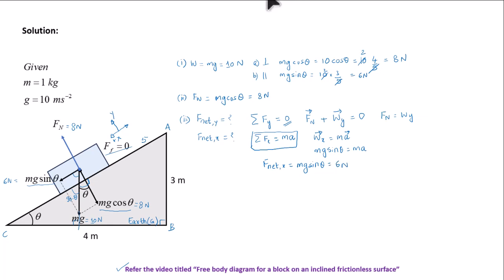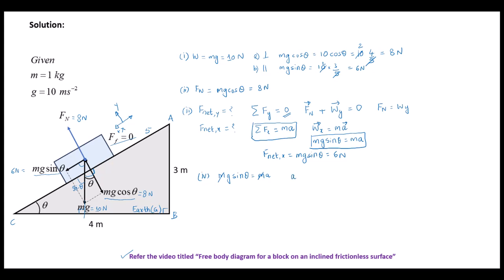Coming to part 4, what is the acceleration? I already did a part of this under this condition. So if I utilize this, let me rewrite: mg sine theta will be equal to ma. Cancel m on both sides. So acceleration will be equal to g sine theta. That will be 10 times sine theta. Sine theta is 3/5. So this should be 6 meter per second square.